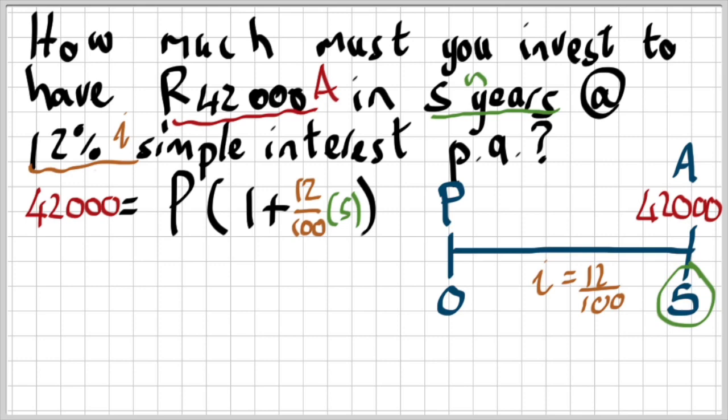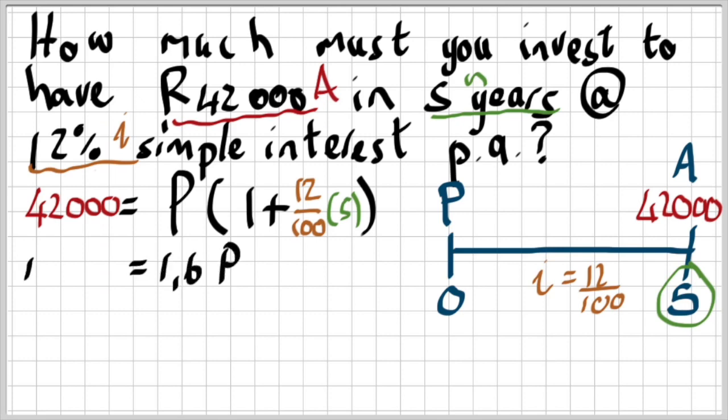Again, if your teacher doesn't mind you using 12%, you can put it in like that, or 0.12. But 12 over 100 is a safe bet. So what am I asking you to actually do? I'm asking you, how much must you invest? In other words, I'm asking you for the P value.